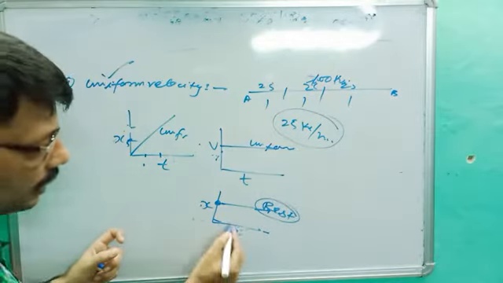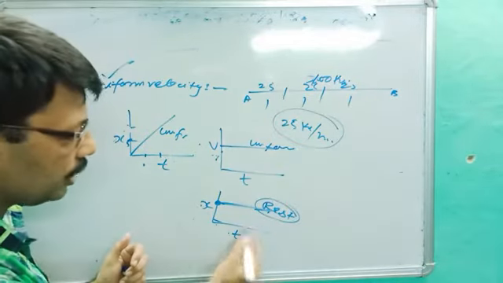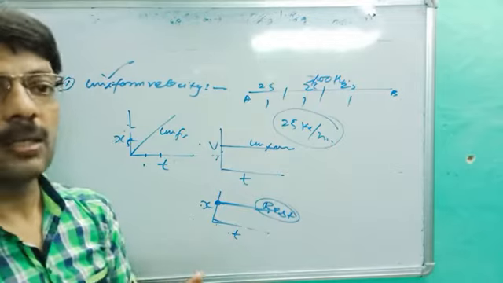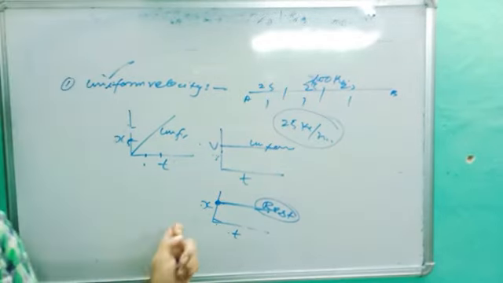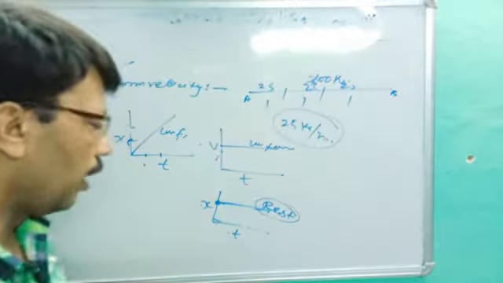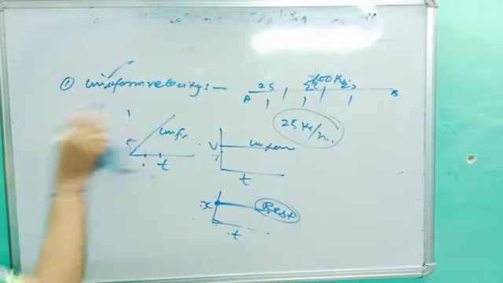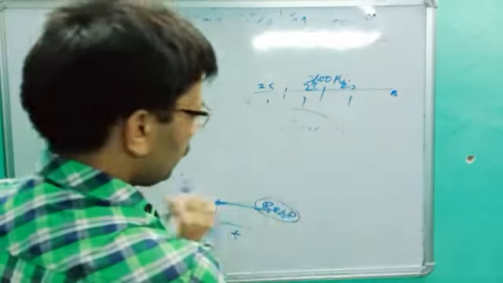And if you are getting an x-t graph like this, a parallel line, it means time is going to increase but position is not changing. This is called the body remains at rest. So this is all about your uniform velocity. Our second point is non-uniform velocity.